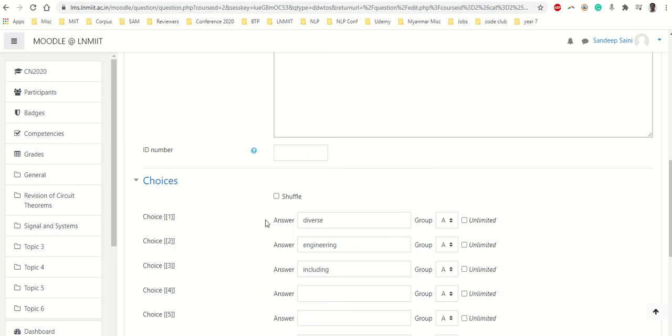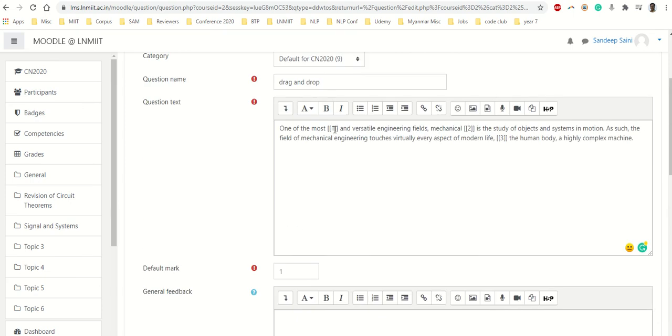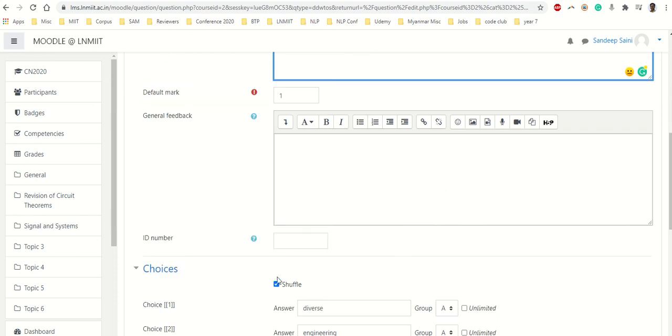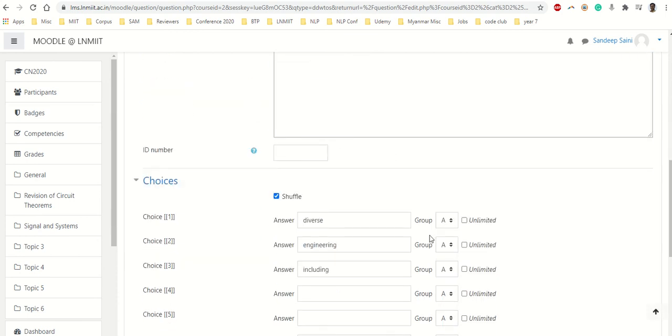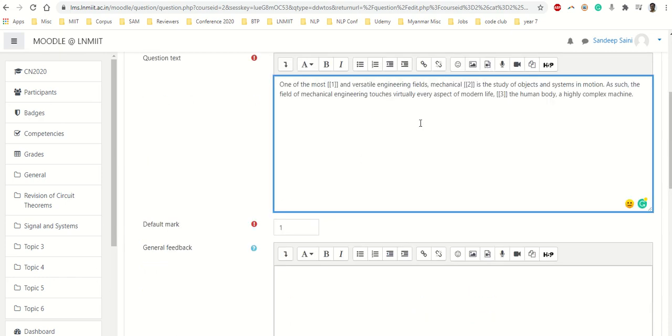First of all, please don't forget to click shuffle. Otherwise, your options will come in the same order. Or you could have done like 3, 1, 2 shuffling here. But that is more difficult. Instead, you keep the flow same and you shuffle here. Group A means this is our first question.